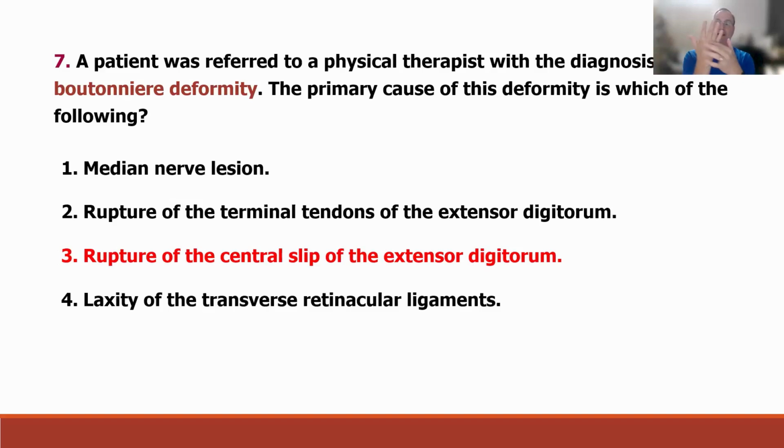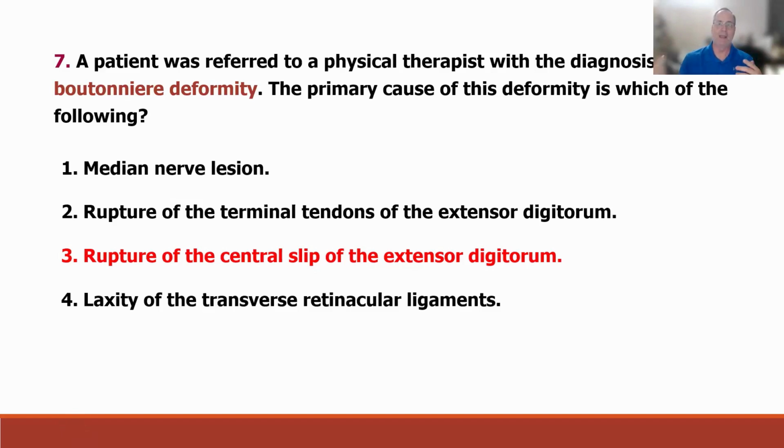When our extensor tendons cross the metacarpophalangeal joint, they split into three bands. The central band, or central slip, attaches at the base of the middle phalanx. The two lateral bands, even though one's medial and one's lateral, we call them lateral bands, and they converge at the base of the distal phalanx.